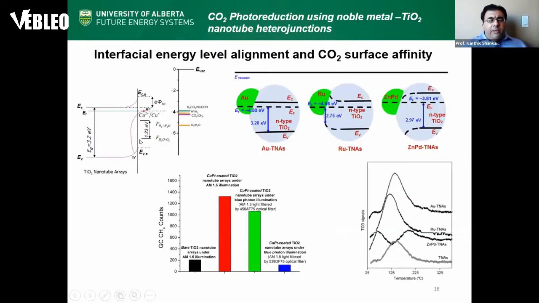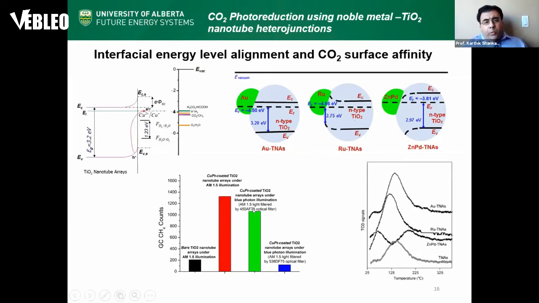Now, one thing that I maybe didn't explain sufficiently is that a Schottky junction is nearly essential for harvesting hot carriers. So here we see with gold, ruthenium, zinc, palladium, all of them, except for zinc palladium, which forms an accumulation type interface, the remaining, the ruthenium, gold, noble metals, form Schottky junctions. And when you have Schottky junctions, it facilitates the injection of hot carriers from the metals into TiO2.